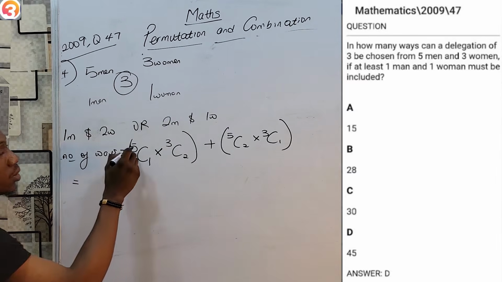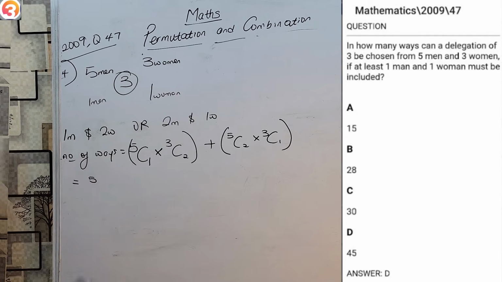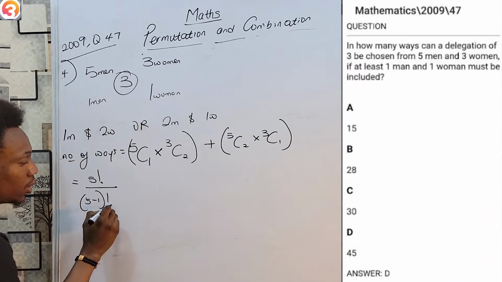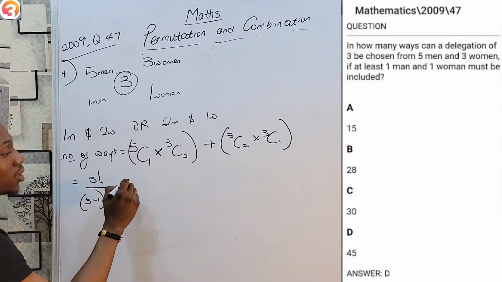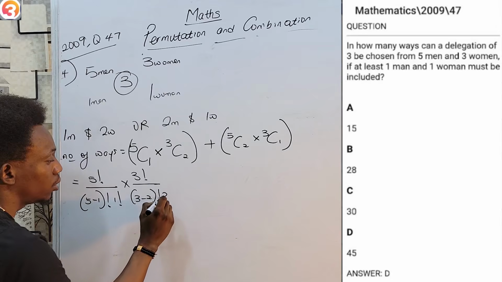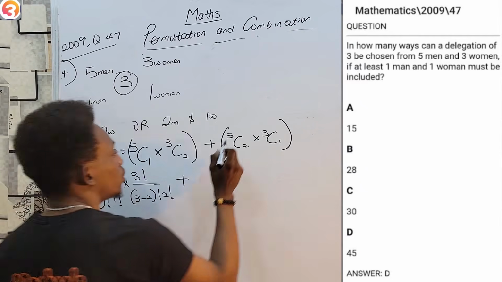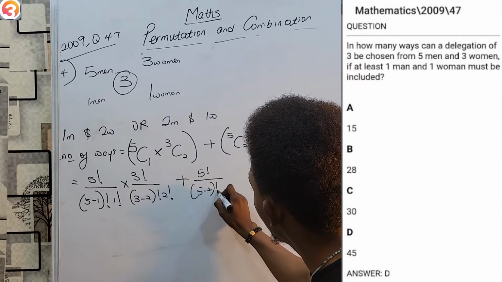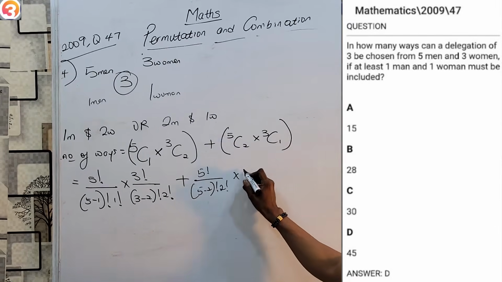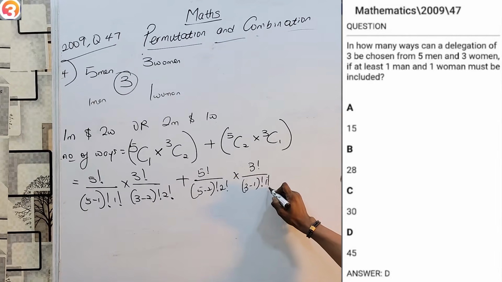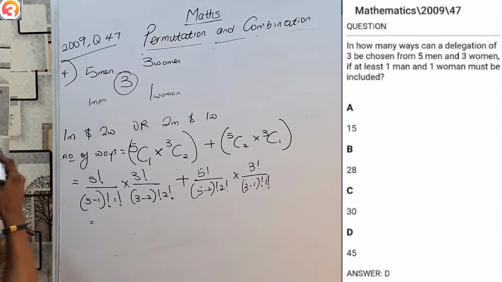So let's just get the final answers out. 5 combination 1 simply means, from the formula as we noted in the beginning of this class, 5 factorial over 5 minus 1 factorial, 1 factorial, times 3 combination 2 is 3 factorial over 3 minus 2 factorial, 2 factorial, plus 5 combination 2, 5 factorial over 5 minus 2 factorial, 2 factorial, times 3 combination 1, 3 factorial over 3 minus 1 factorial, 1 factorial.